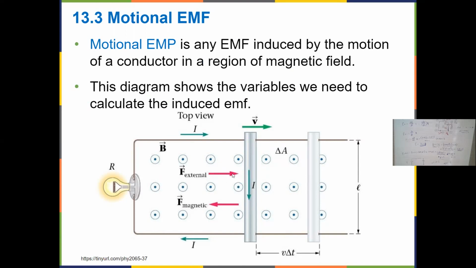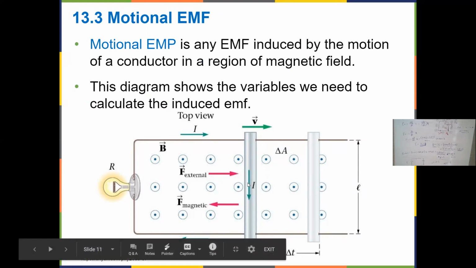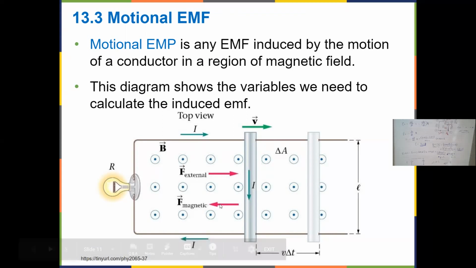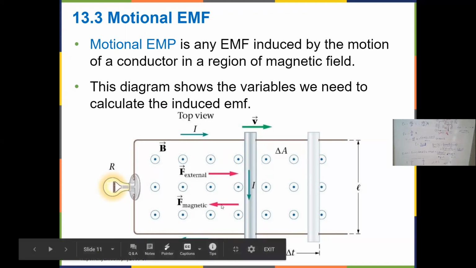If this is the external force you use to pull the rod and make it move, then the magnetic force the rod experiences due to the induced current inside it will be in the opposite direction. Because according to Lenz's law, the induced current will oppose the change that caused it. The external force is the cause of the motion, and the induced current opposes that by producing this induced magnetic force.